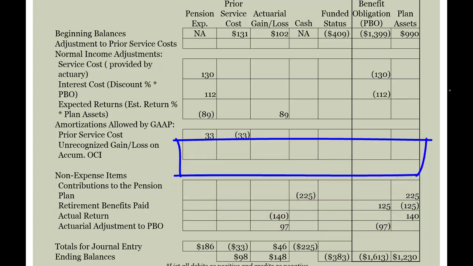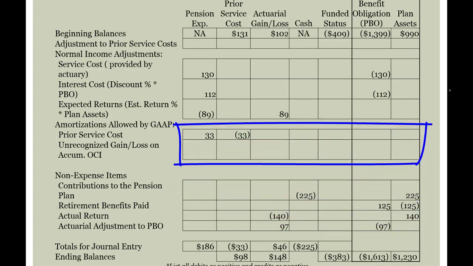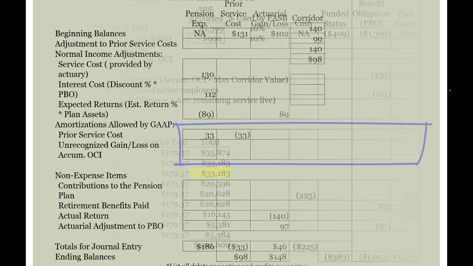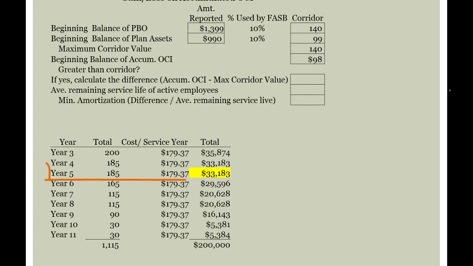For step 4, we know we have to amortize away prior service costs because we have a balance up here. And if we have a balance up here, we have to amortize it away. So we go back to our table, and there's our year 5 number. Again, we were smart at the beginning. We did our whole table. So I don't have to go through and make a bunch of calculations. They're right there. So I need another $33,000.